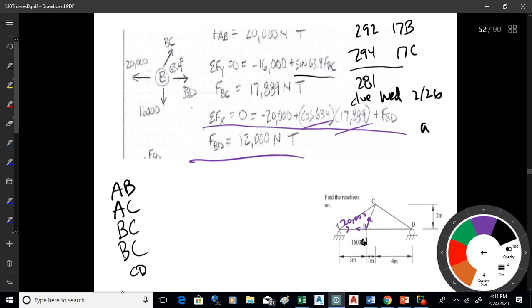So AB is 20,000 tension. AC is 22,361 compression. BC is 17,889 tension. And BD is 12,000 tension.